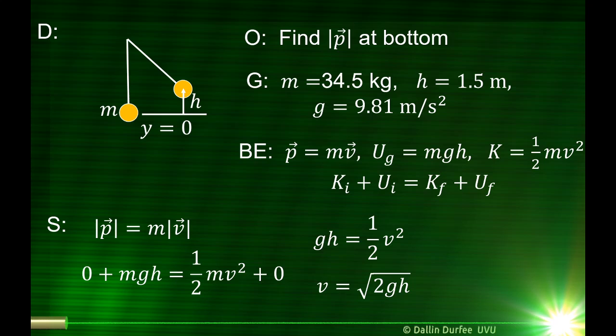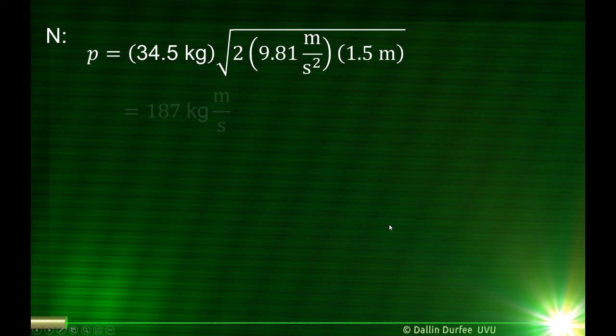So velocity is the square root of 2gh. I plug that into my equation to find the magnitude of the momentum. It's just m times that, and there's my solution. Pretty straightforward. All right, to do my numerical part, I just plug in the numbers, and I get 187 kilograms meters per second.